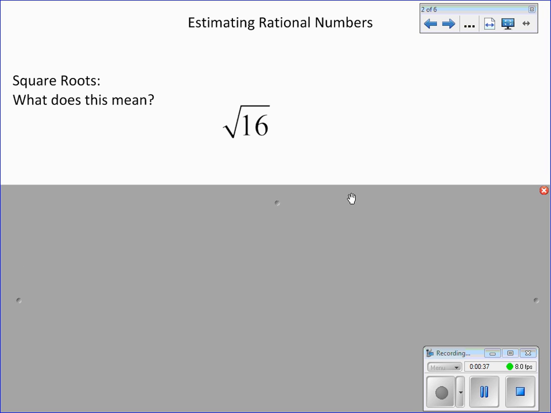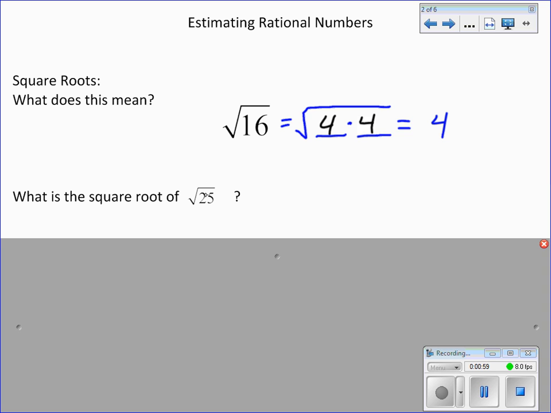So if we start off with the square root of 16, like we did today here in class, we were able to say that the square root of 16 equals the square root of what number times itself? Well, 4 would fall into there. So the square root of 16 equals 4. This is an exact answer. It is equal to it.